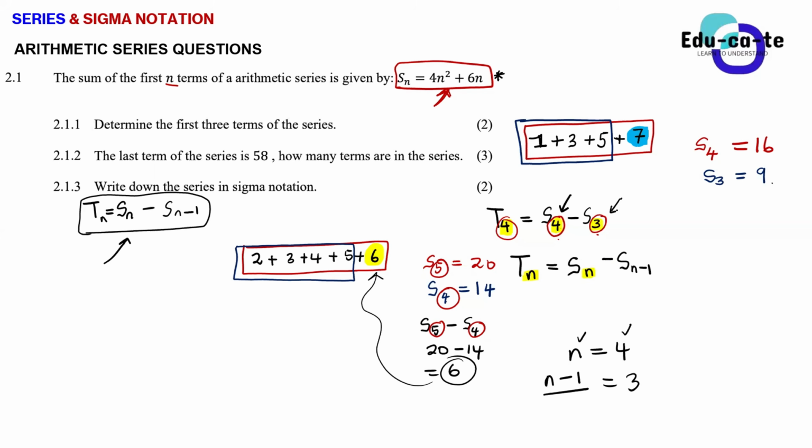sum of the first 3 terms. So it's more like I'm saying if my n is 4 here, for me to get a U3, I have to say 4 minus 1, which is n minus 1. That is why this formula is like this. Do you kind of get it?